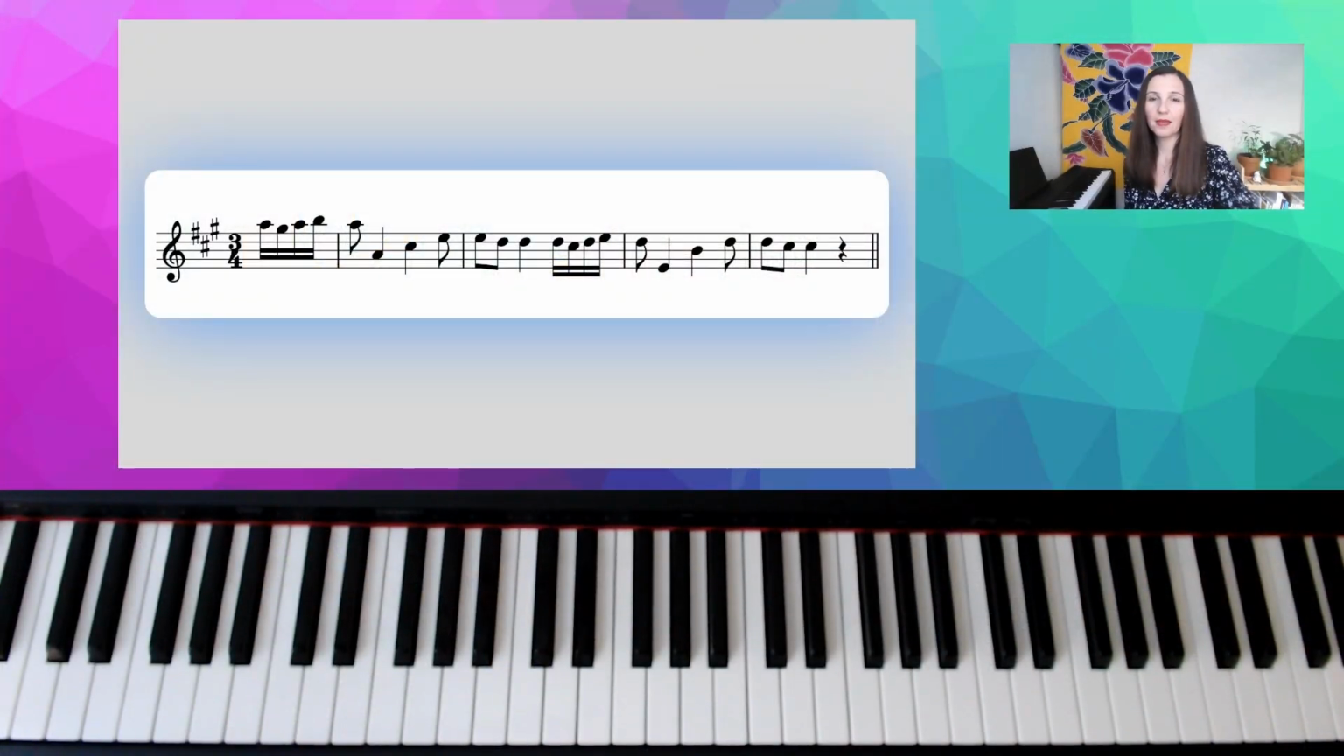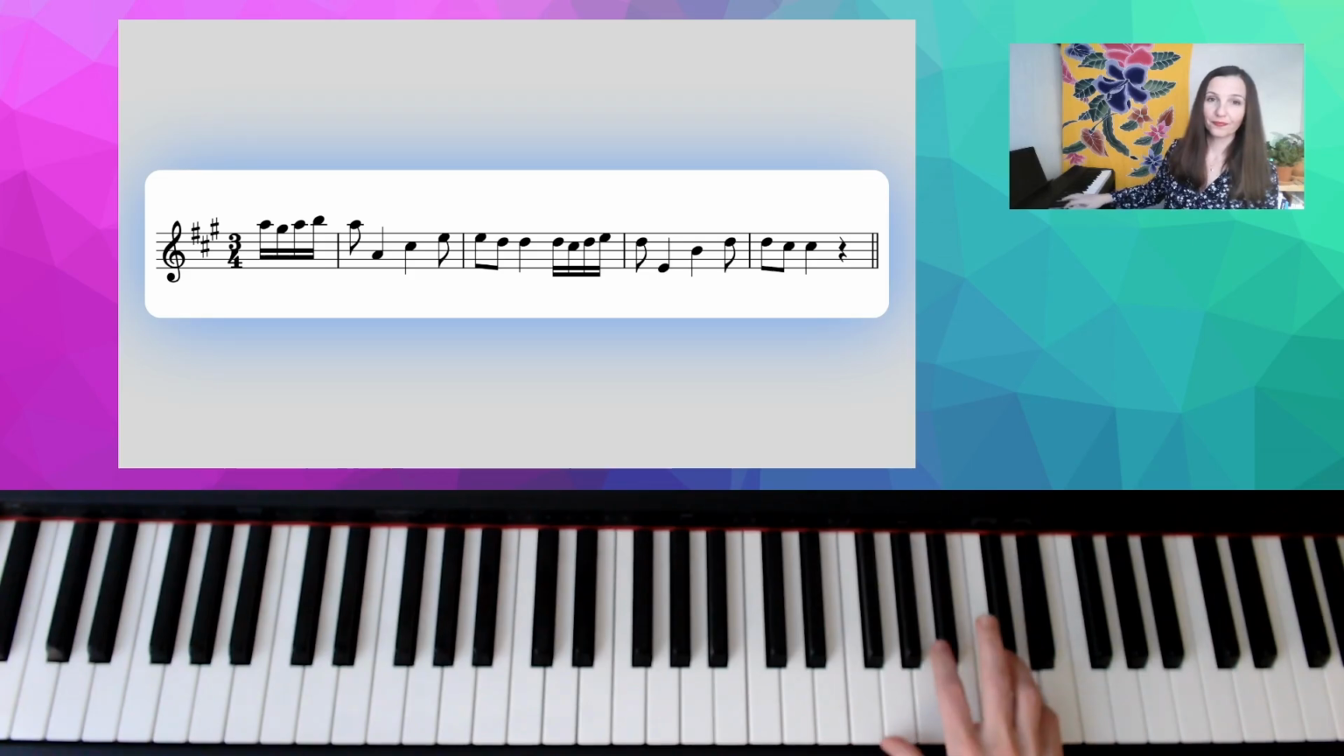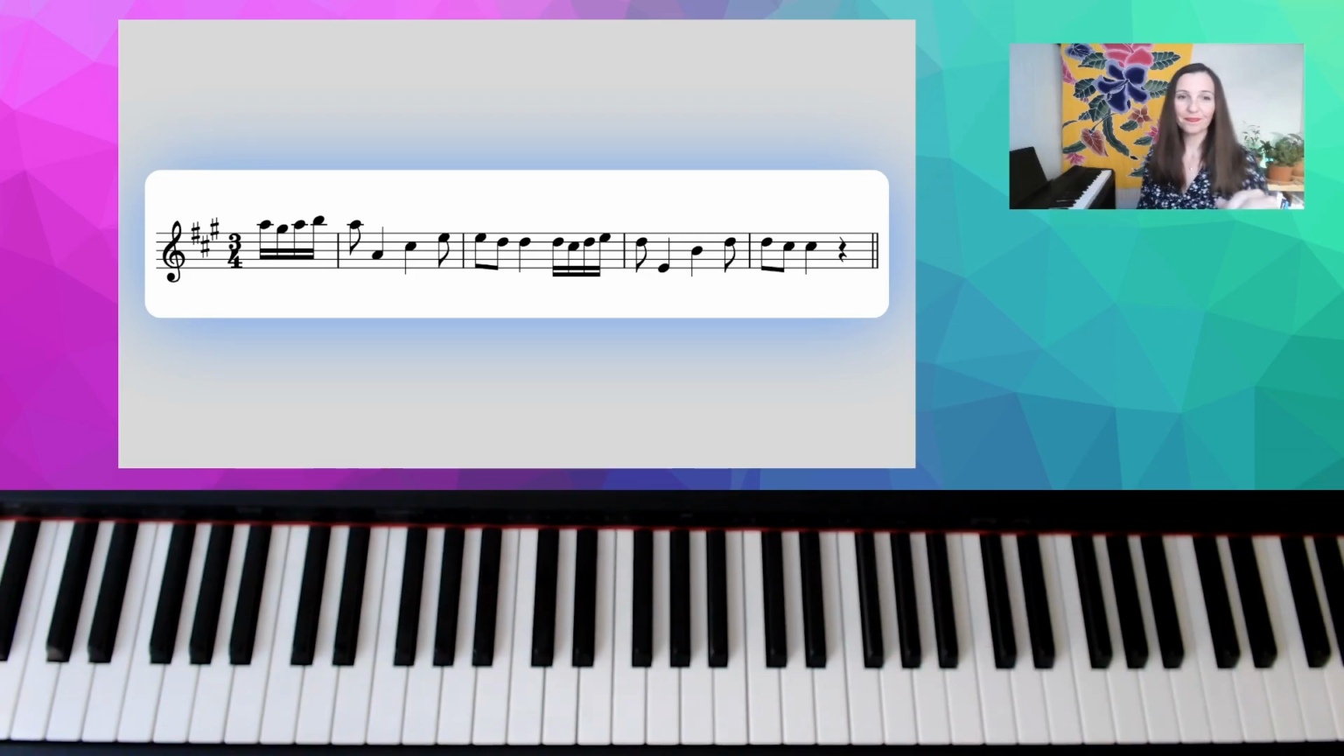Today we are going to play a melody composed by Boccherini. It's the beginning of the minuet from his string quartet. As usual, before we dive into transposition, let's break down the structure, let's find our musical vocabulary.